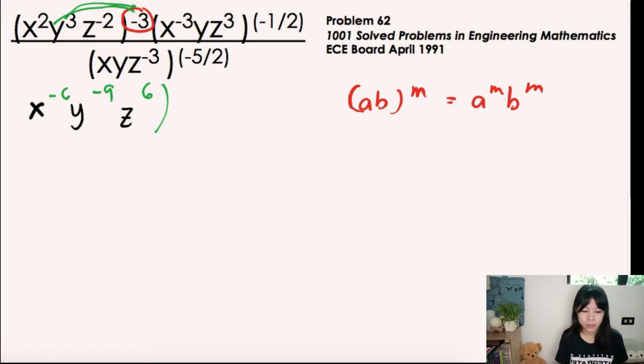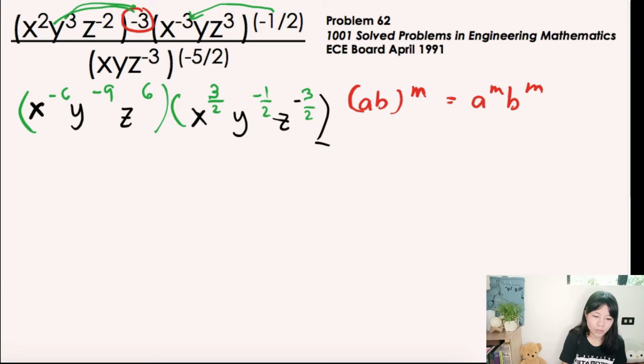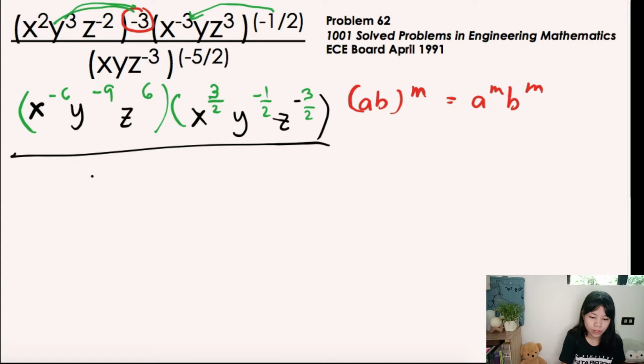Okay, so that is the first expression in the parentheses. Another: x, negative 1/2 times negative 3 is equal to x raised to 3 over 2. Y raised to 1 times negative 1/2 is equal to y raised to negative 1/2. Z raised to 3 times negative 1/2 is equal to negative 3 over 2. All over, let's do the same to the denominator: x, 1 times negative 5 over 2 is negative 5 over 2. Y raised to negative 5 over 2. Then z raised to negative 3 times negative 5 over 2 is equal to 15 over 2.